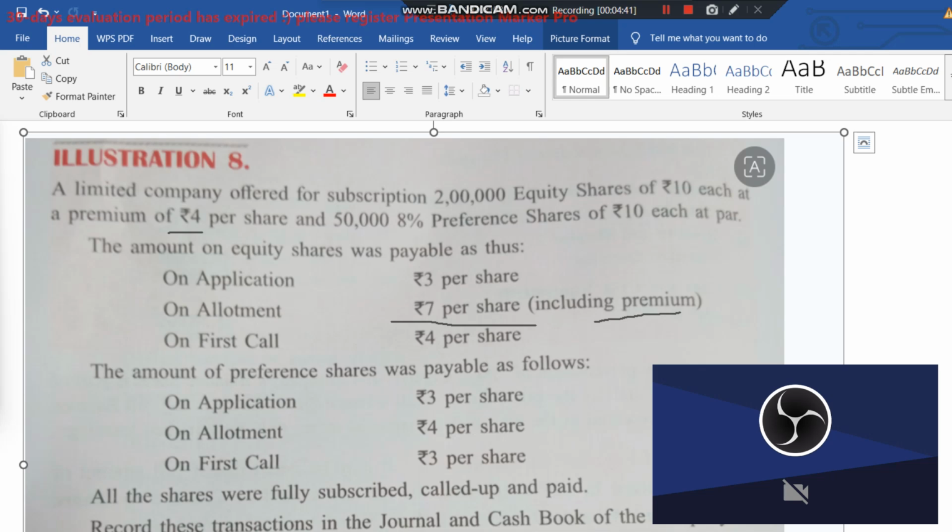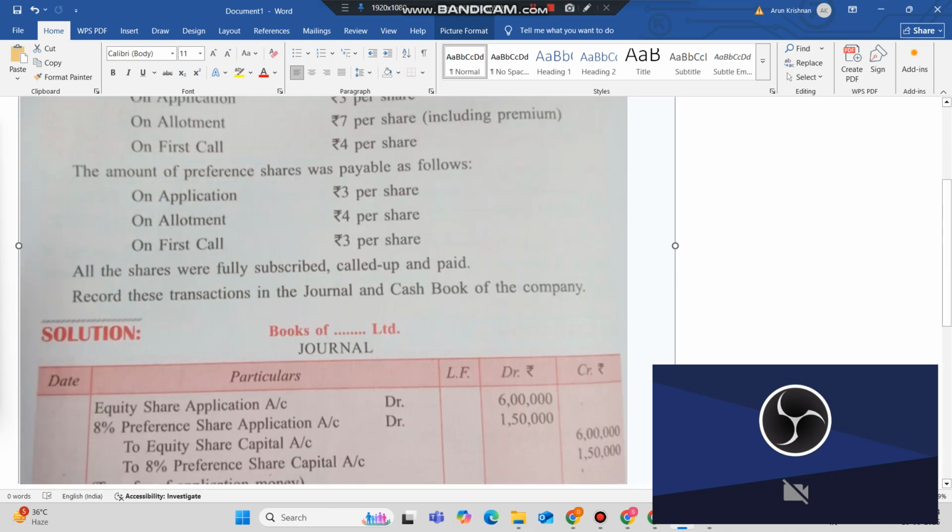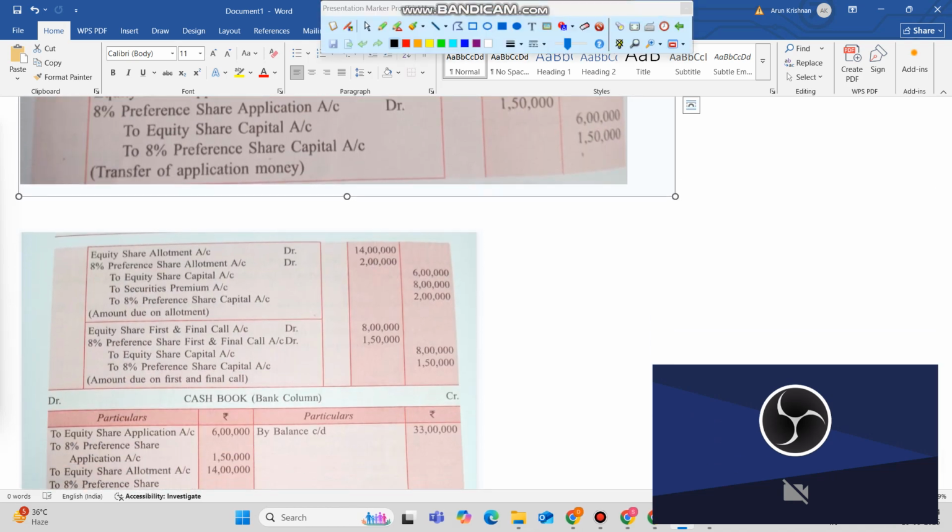So exclude that 4 rupees. You have to enter both the allotment amount as well as the premium amount separately when you are giving a journal. So the allotment for 2 lakh into 3 rupees is 6 lakh. Again, 4 rupees is the premium amount, right? So again, you write here.